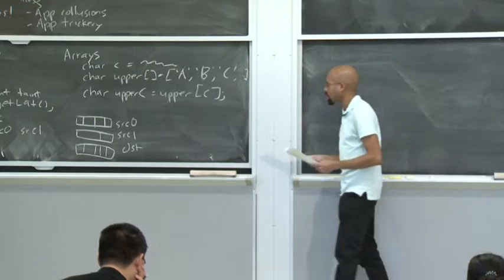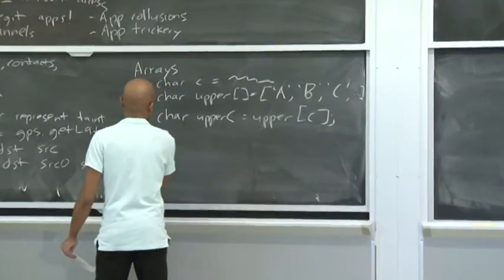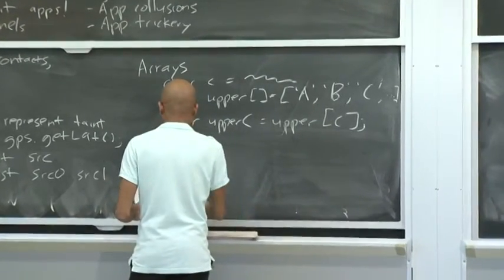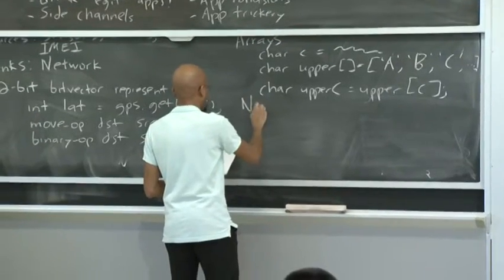OK. Another instance of special case taint propagation that they mention are things like native methods.